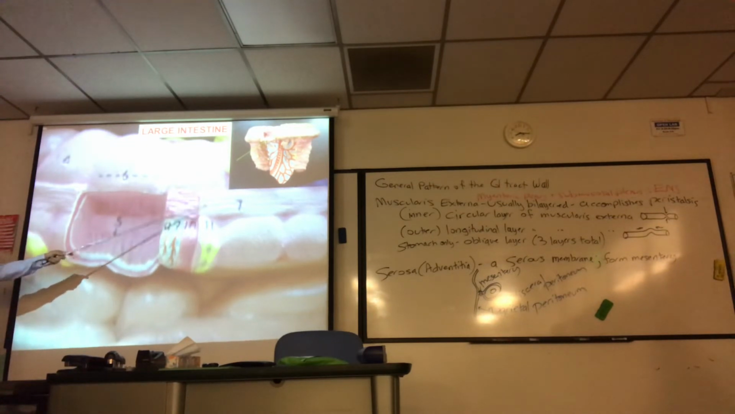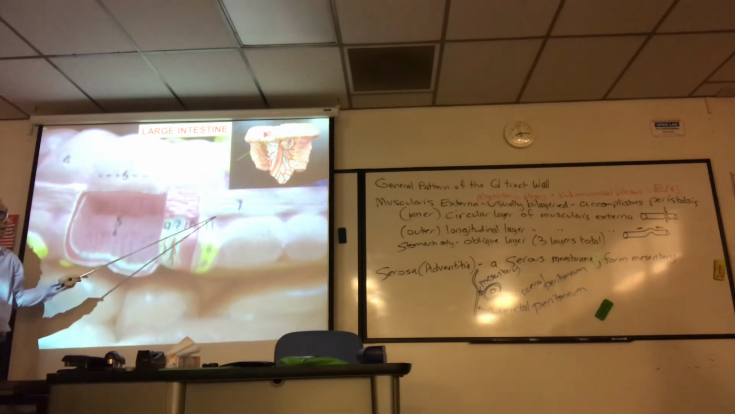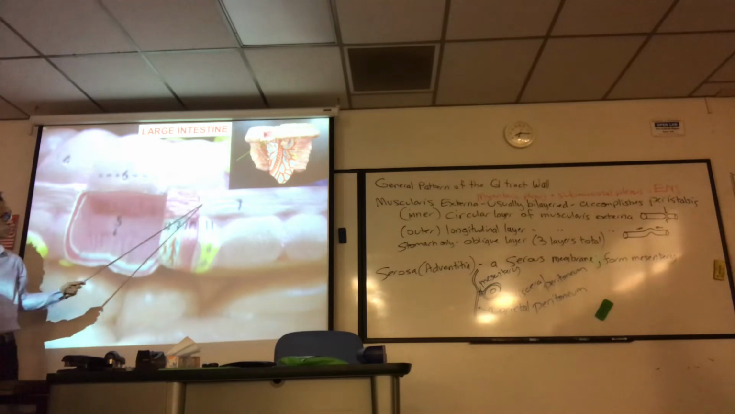Here's one. You have these ribbons all like in the front and the back, and the ribbons are called tenia coli, but you can think of it as the longitudinal layer of muscularis externa, just reduced to a ribbon. And then so 11 would be the serosa or adventitia.